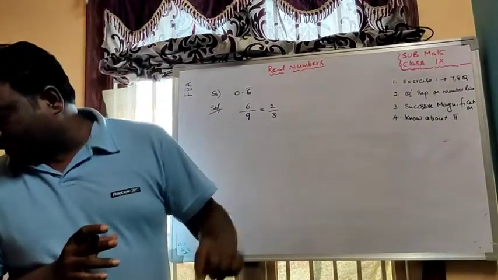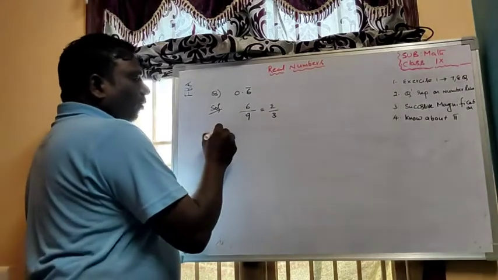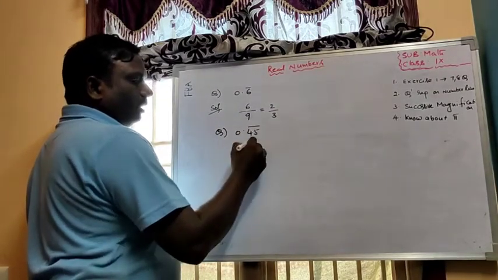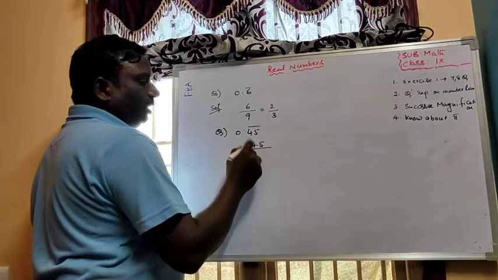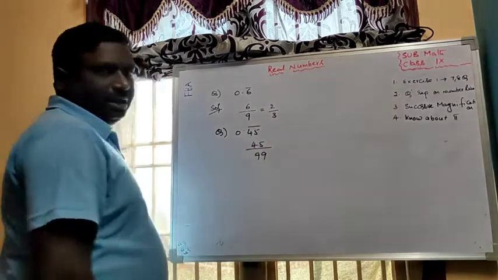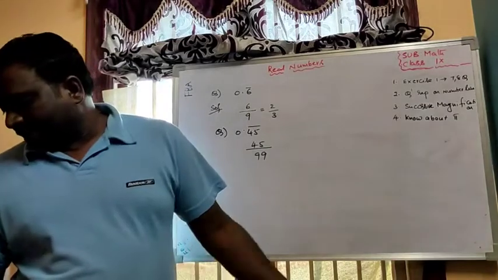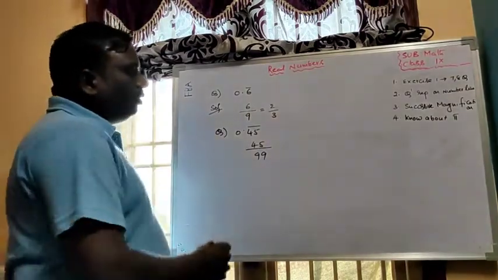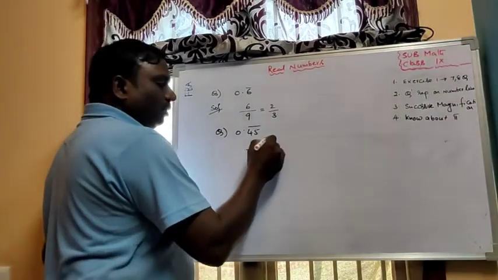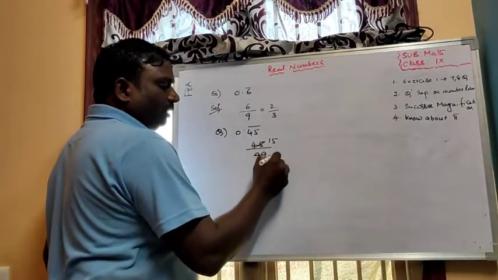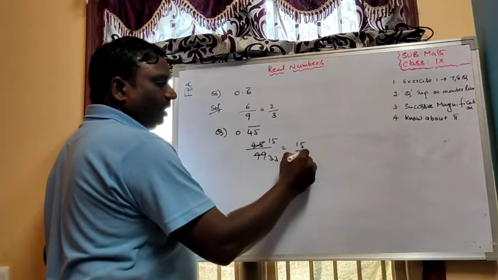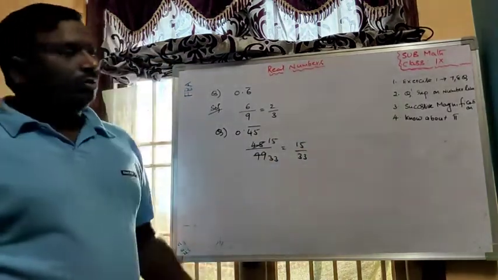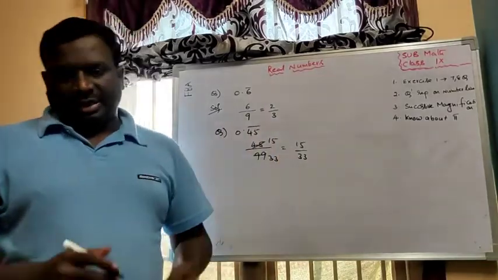Let us take one more example, that is 0.45 bar. 45 is recurring, as two digits are recurring, that means 99. 45 by 99. Is there any cancellation, meaning a reducible form? Both will go in the 3 table: 3 fives are 15, 3 elevens are 33. Finally, you'll get 15 by 33. Okay, like this you can do. That is for pure recurring decimals.